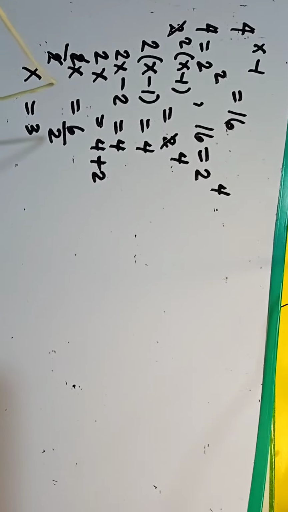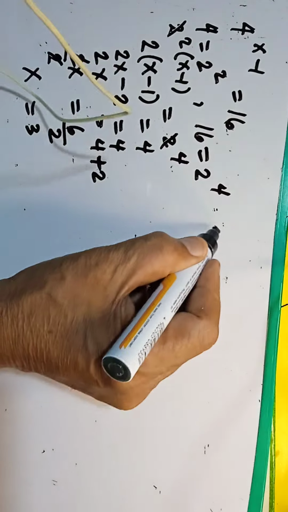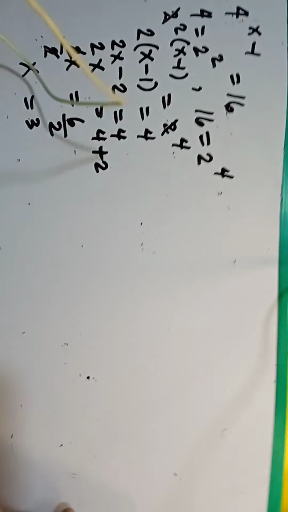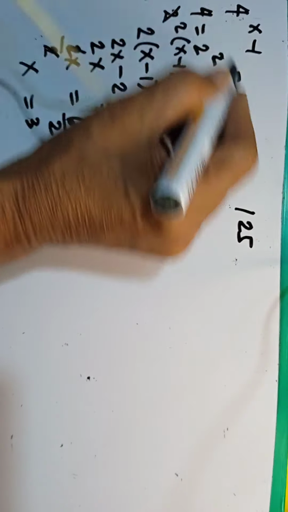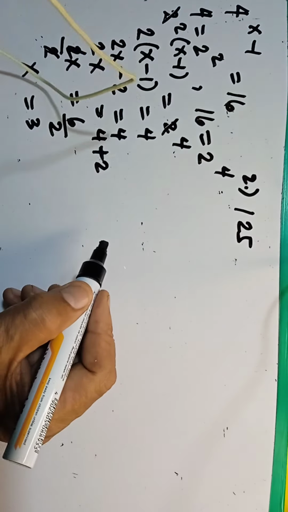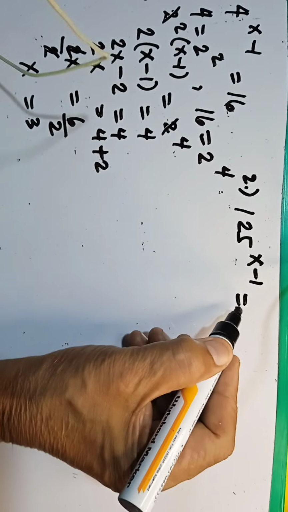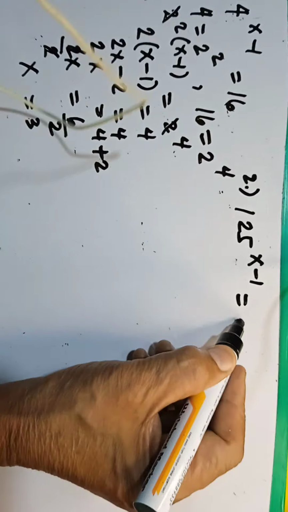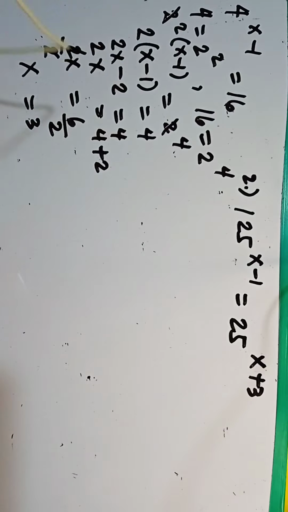So, let's have another example. This is example number 2: 125 raised to x minus 1 equals 25 raised to x plus 3. Okay.